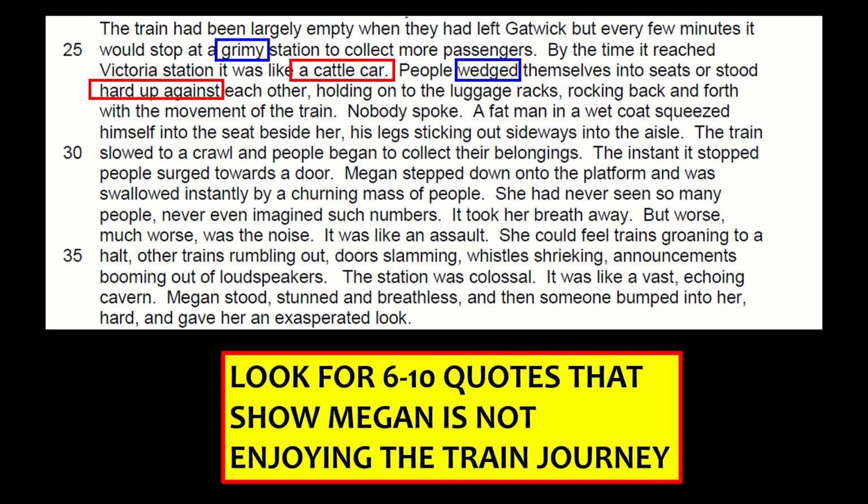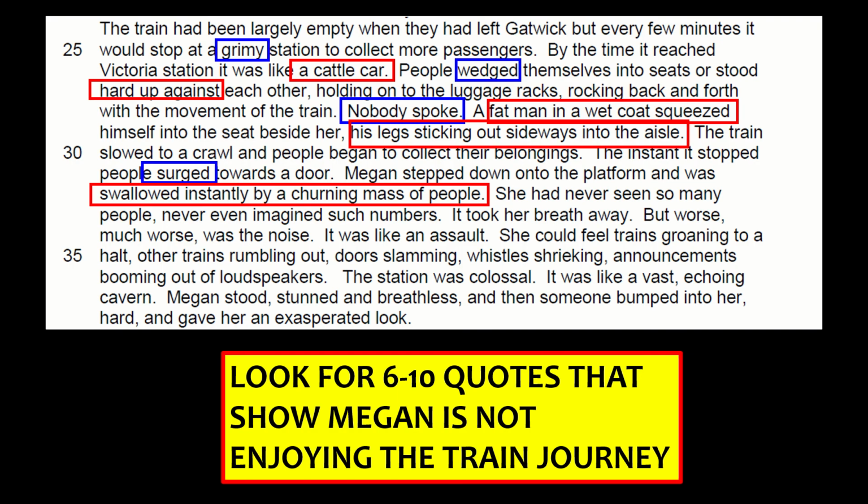It's very tight. Nobody spoke, which shows the atmosphere is unfriendly. People surged towards the door, swallowed instantly by a churning mass of people. We get the impression that Megan's quite a quiet and introverted character. She's a bit nervous. She's never been in England, a big place, before. We've already been told she lives in a remote area, so a quiet area. So she's swallowed instantly. It's almost like she disappears into a huge amount of people who are walking around really quickly. They said the noise was like an assault.